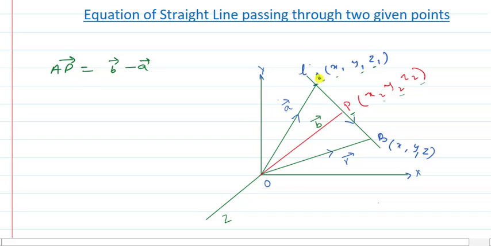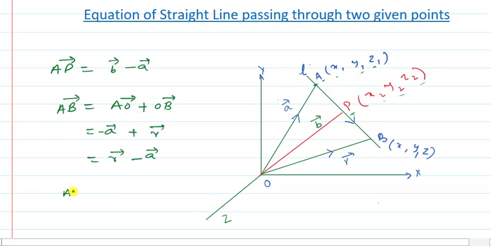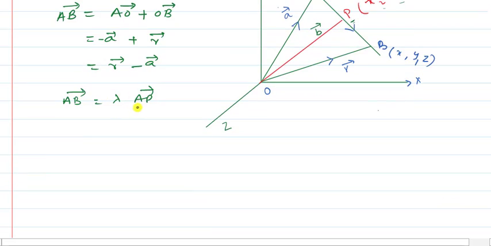Again, using triangle's law of addition in triangle AOB, we are getting AB vector is equal to AO vector minus OB vector, or we can write it as minus vector A plus vector R. That is, we are getting vector R minus vector A as AB. Now AB and AP are collinear. So the condition of collinearity is AB is equal to lambda times AP.